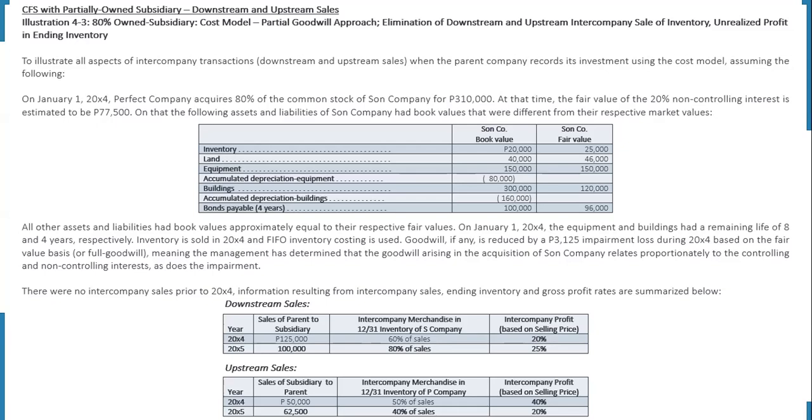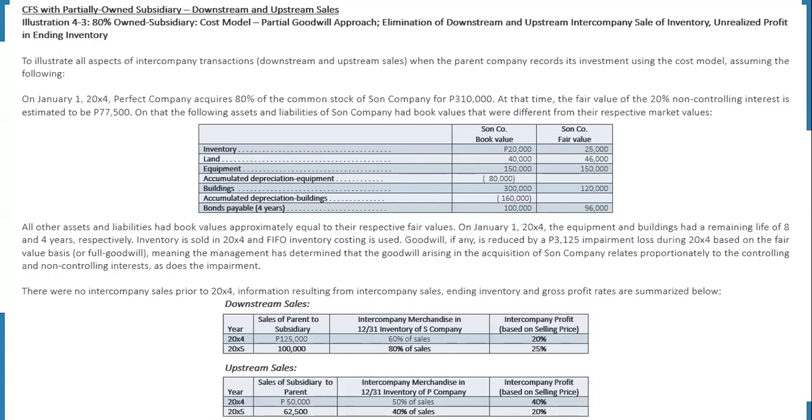Now for upstream, the one at the bottom is already upstream sales for X4 and X5. So we have now the sales of subsidiary to a parent of 62,500, and the intercompany merchandise 12 in 20, here 50% of sales, and the intercompany profit is 40%.